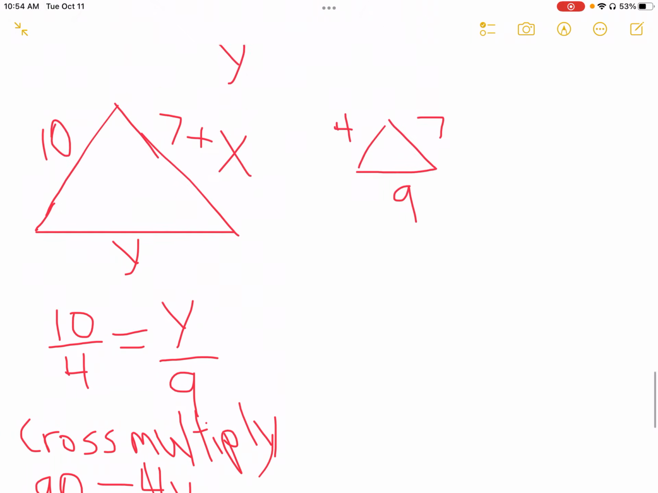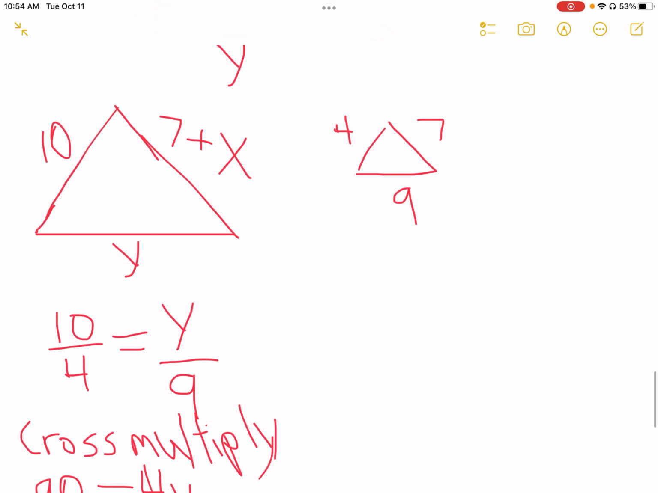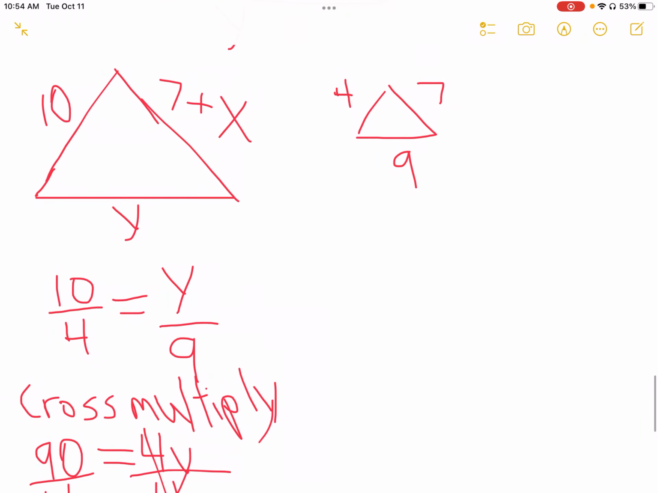Now let's go back up here and see what we can do for solving x. Well, we can still use our same relationships. We know 10 over 4 is still true. So 10 over 4. But instead of using our y again, let's look at our x side. Well, it's proportional to 7 plus x over 7.